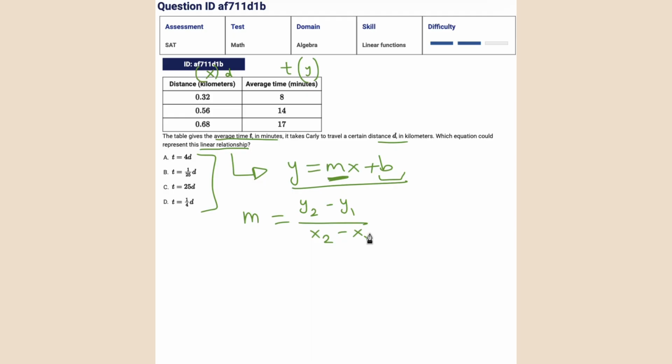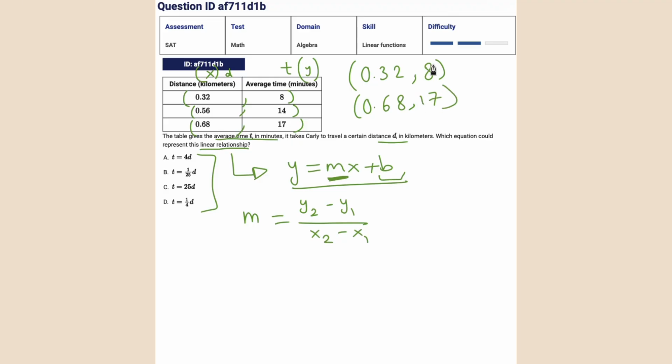Now here we're going to take 2 points. All three of these are points in the graph. This is the x and these are the y values. So let's take 2 of them. So I'm going to take the first 2. I'm going to take 0.32, 8 and 0.56. Or you know what? Let's take the last one, 0.68 and 17.